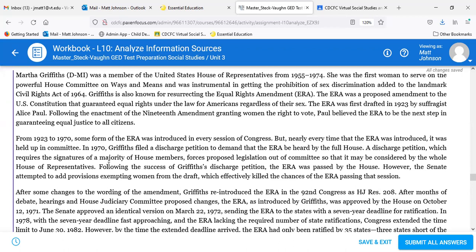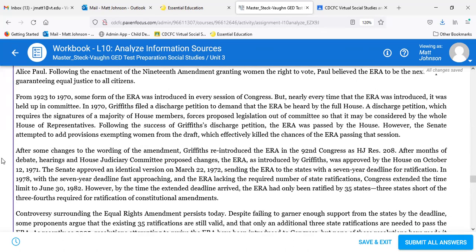However, the Senate attempted to add provisions exempting women from the draft, which effectively killed the chances of the ERA passing that session. After some changes to the wording of the amendment, Griffiths reintroduced the ERA in the 92nd Congress as HJ RES 208. After months of debate, hearings, and House Judiciary Committee, that's House Judiciary Resolution 208, I bet that's what that is.